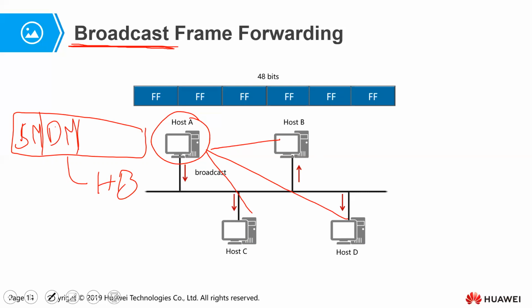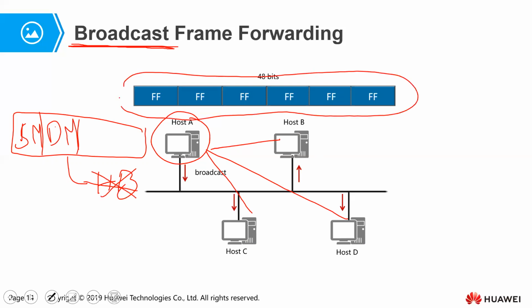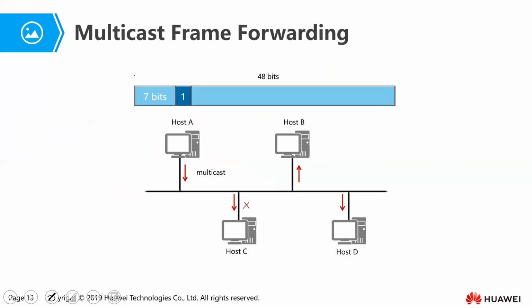In this case, instead of this, we use the MAC address of all ones in binary, and all Fs in hexadecimal. So if the MAC address is all Fs, as you can see here, that means the frame is meant to be received by anyone connected to this network, which is a broadcast frame. Okay. The last type of frame forwarding is the multicast.